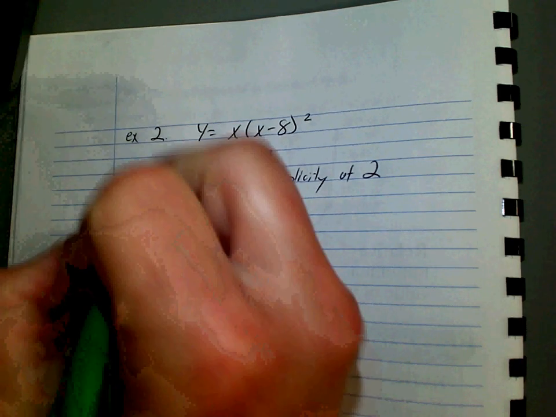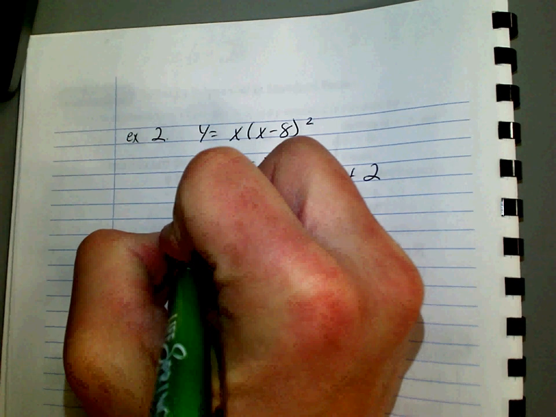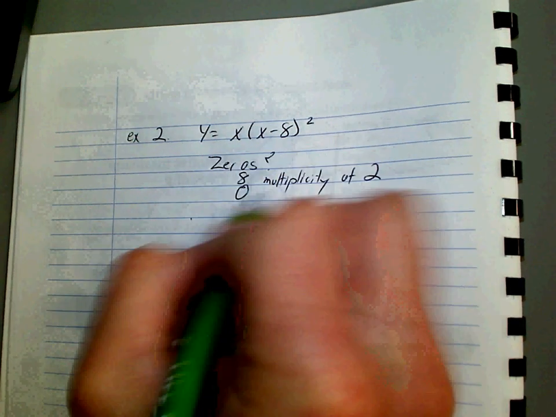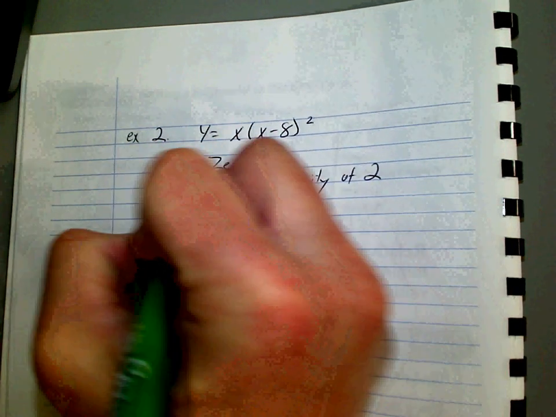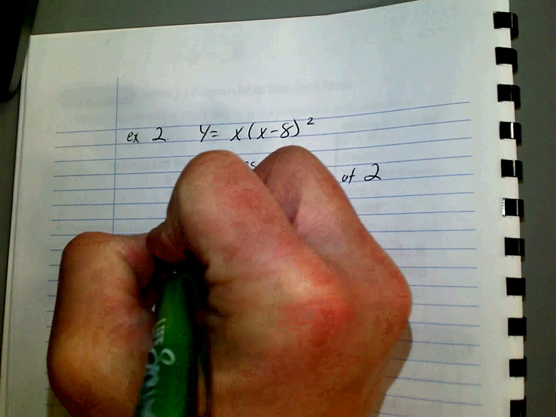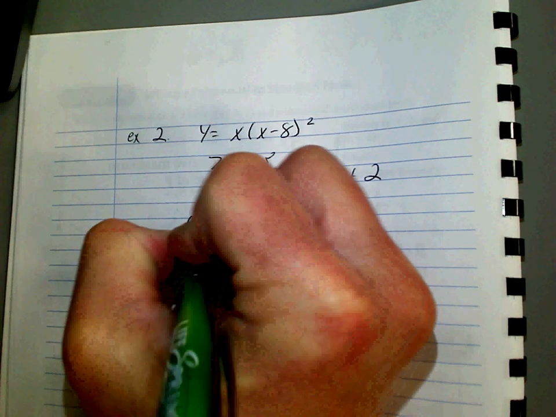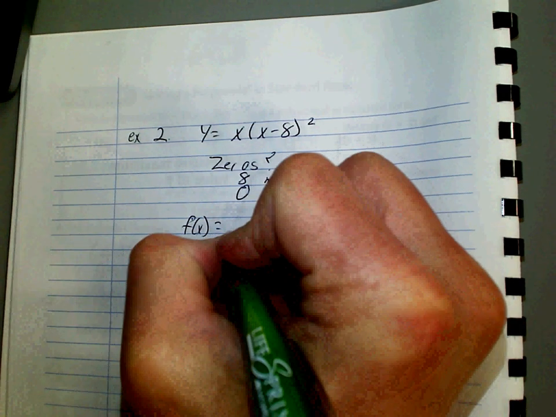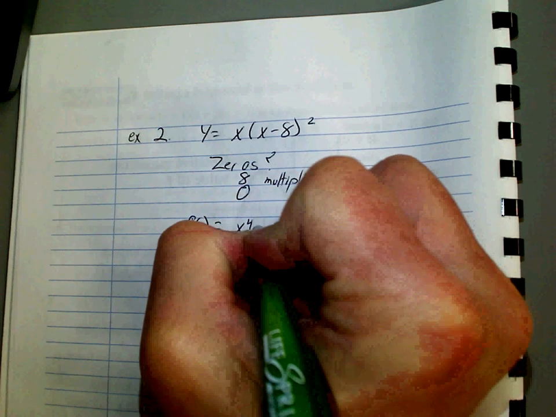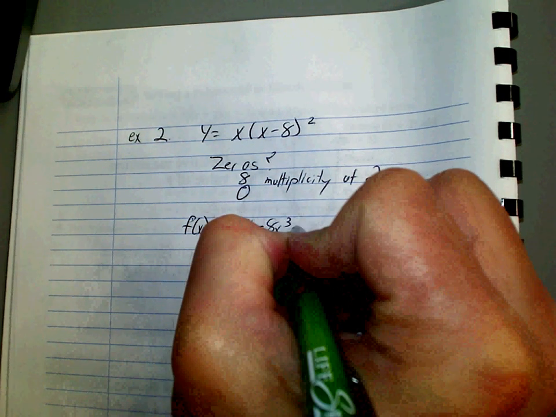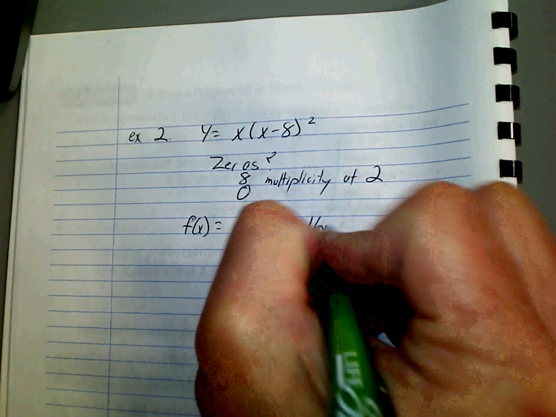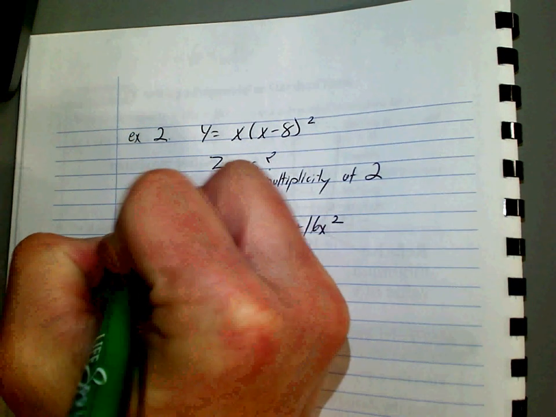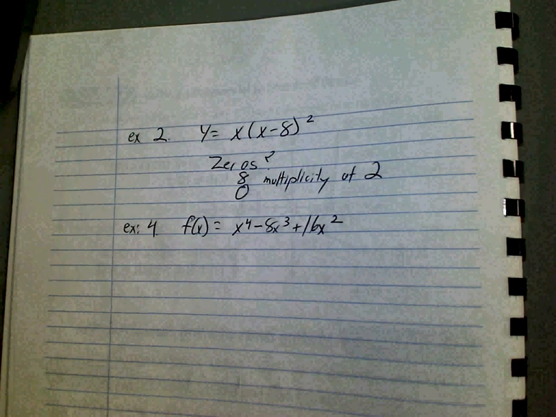All right, let's try this one. That's a real easy one. If it's in factor form, the zeros are easy to find. What if you have f of x equals x to the 4th minus 8x to the 3rd plus 16x squared? What do you think I should do to start? There should be something that sticks out to you.